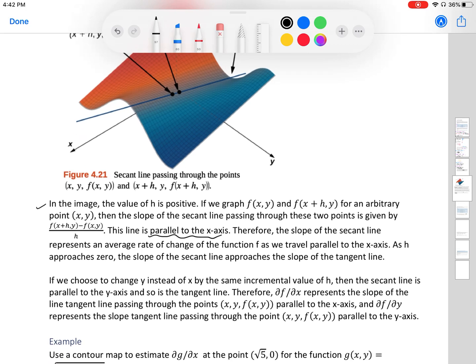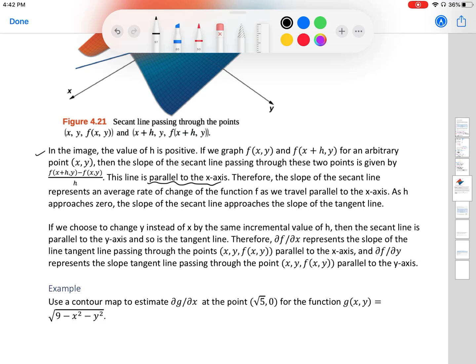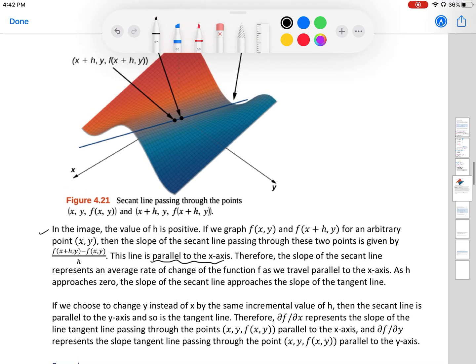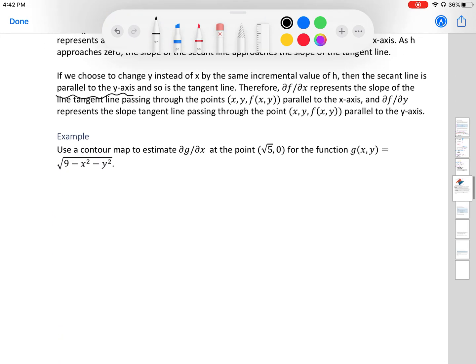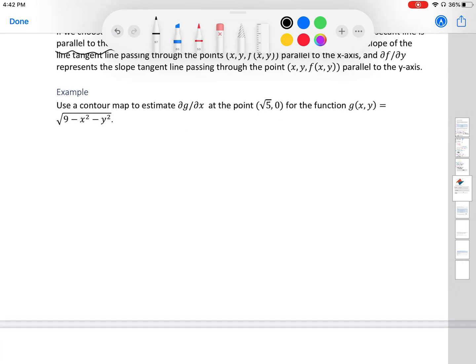If we choose to change y instead of x, by the same incremental value h, then the secant line is parallel to the y-axis, and so is the tangent line. Therefore, df dx represents the slope of the tangent line passing through the point x comma y comma f of x comma y, parallel to the x-axis. And df dy represents the slope of the tangent line passing through the point x comma y comma f of x comma y, parallel to the y-axis.